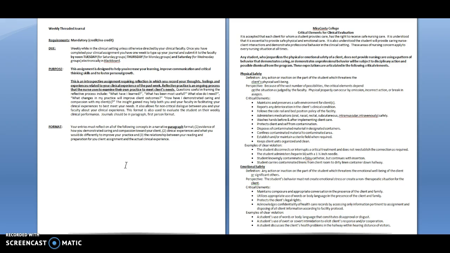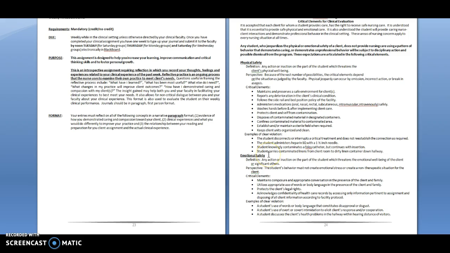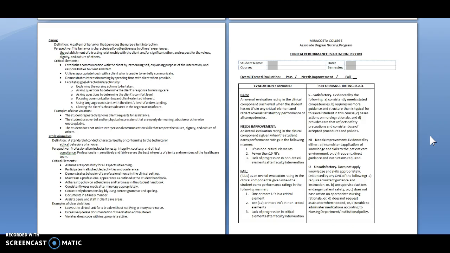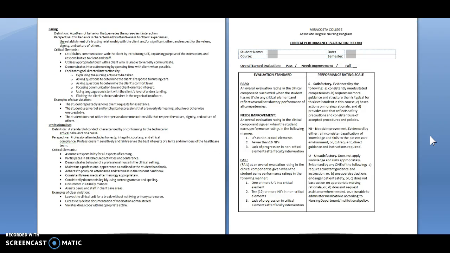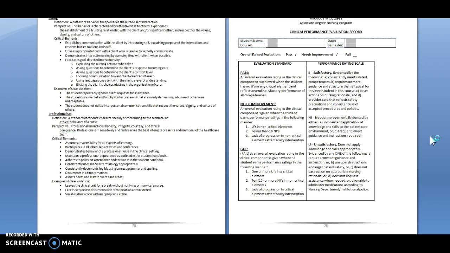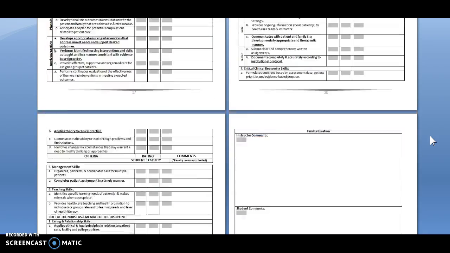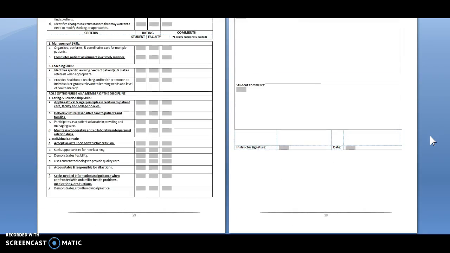We have the research. Critical elements for evaluation are here. These are what you must follow. If we find that you jeopardize or physically or emotionally jeopardize a patient, you will be dismissed. And so pay close attention. What is a violation, and pay attention to that. Your final evaluation is based on this document here, and we do self-evaluations as well as faculty evaluations.